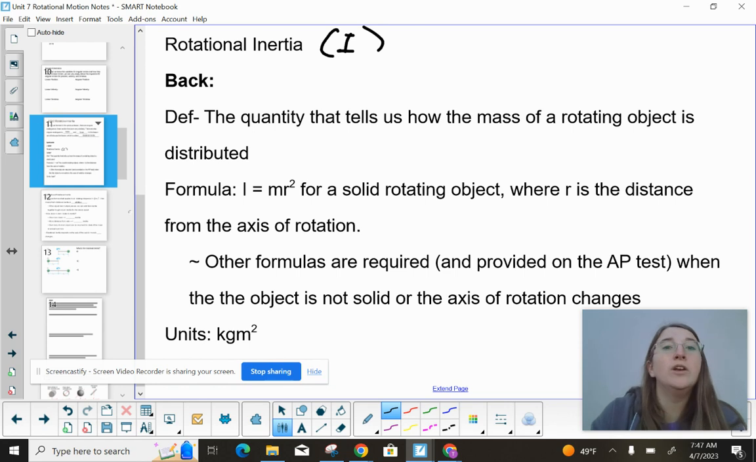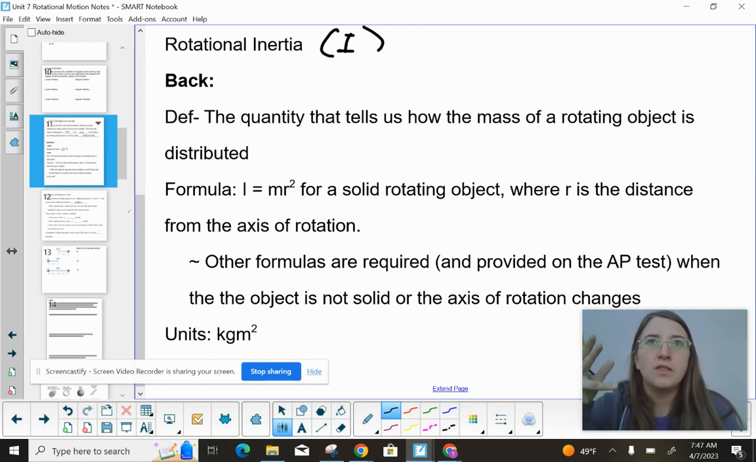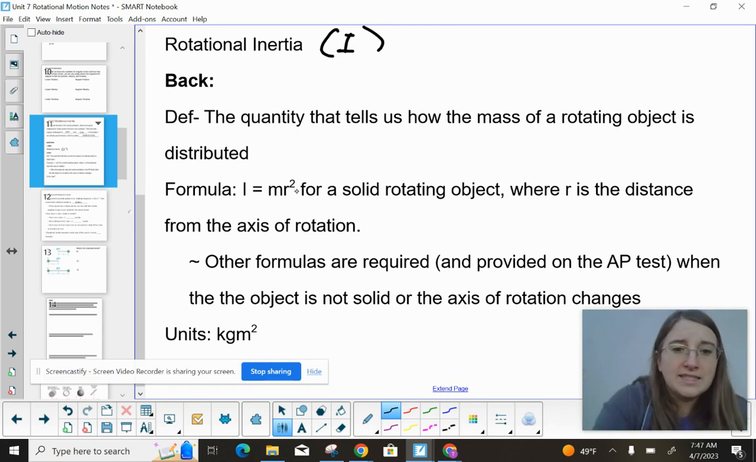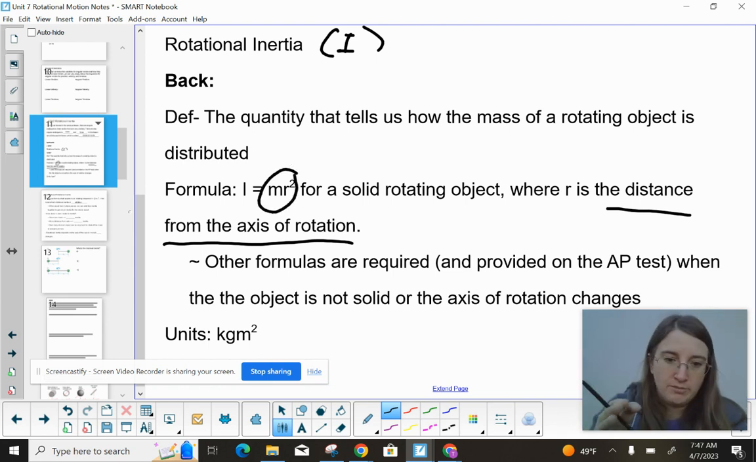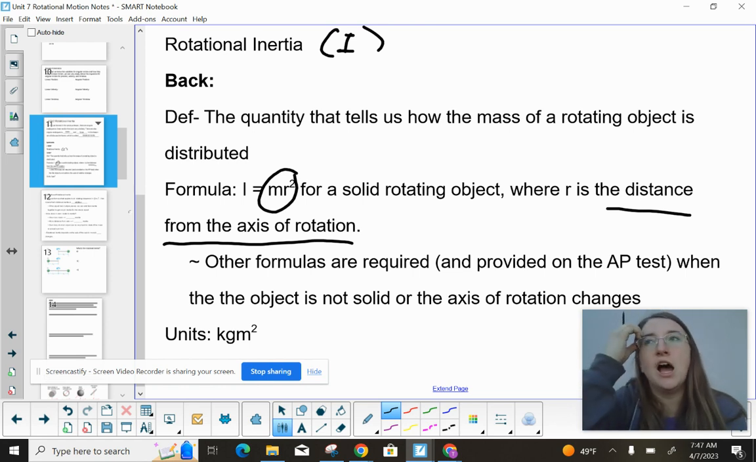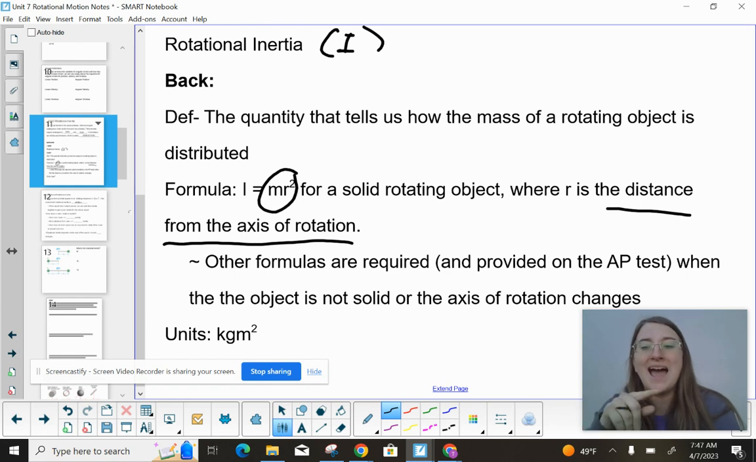Okay, so again, we know inertia is the amount of an object's resistance to motion. And in rotational motion, it's not just the mass that matters. It's actually how far away the object is from the axis of rotation. Now, this only works for certain objects. On the AP test, if it's not a solid object, and we're going to talk about this in the lesson, the rotational inertia is going to be different because the mass is distributed differently. Imagine a hula hoop versus a plate. Even though they're both circles, the mass is distributed differently, and so they won't have the same rotational inertia.